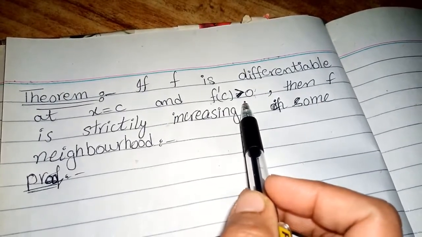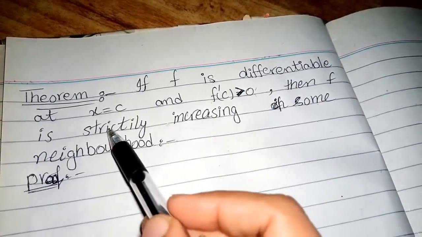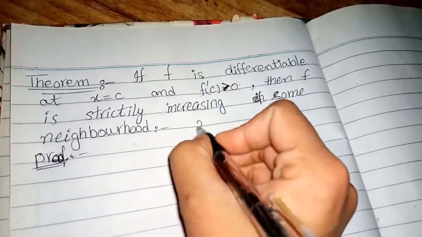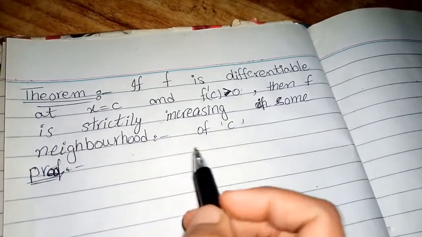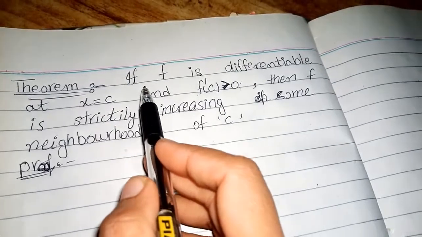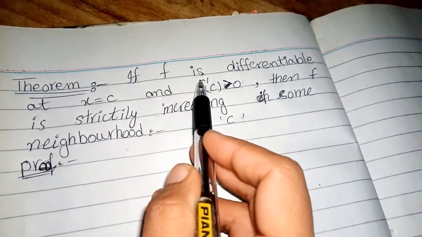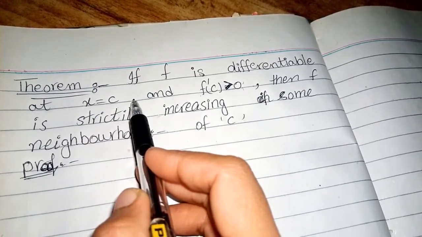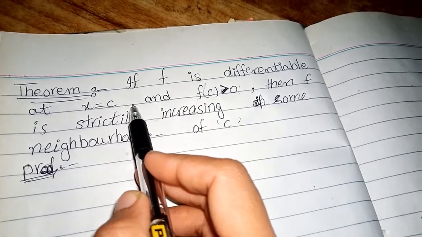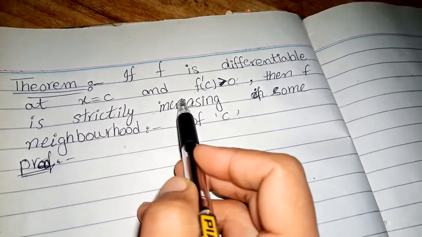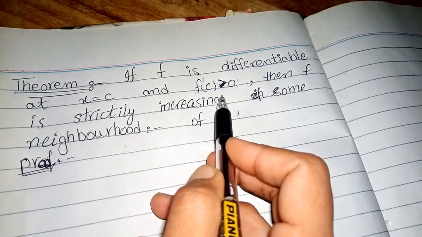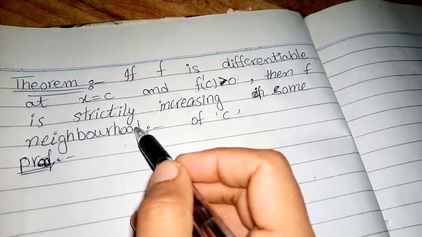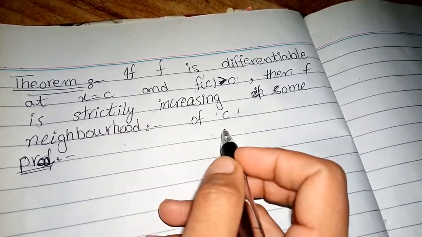Our next theorem is: if f is differentiable at x equals c and f dash of c is greater than 0, then f is strictly increasing in some neighborhood of c. In this theorem, they give us that the function is differentiable at x equals c. That means we have an interval and the function is differentiable in the interval and also at a point c, and the derivative at that point c is greater than 0, then f is strictly increasing in some neighborhood of c.